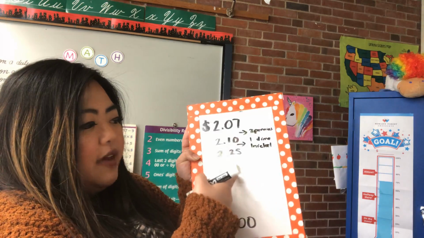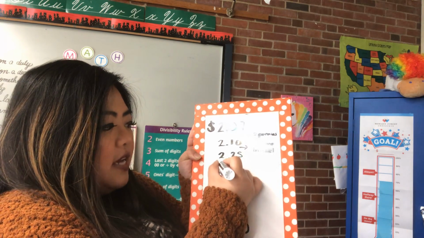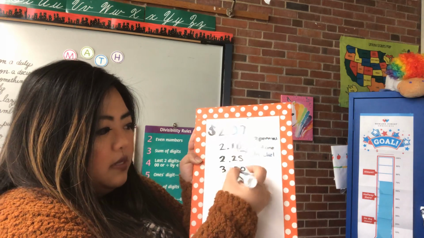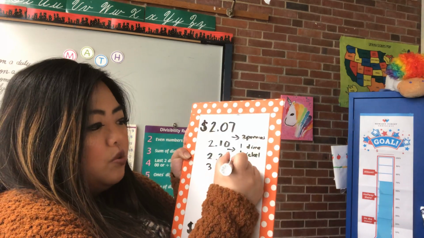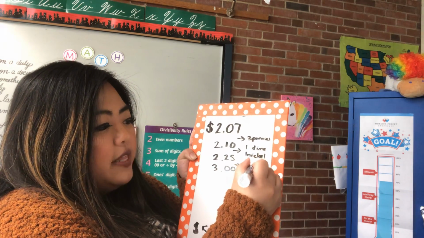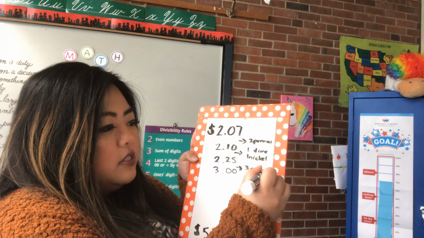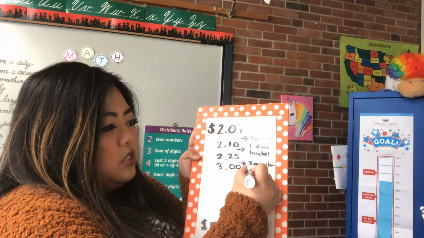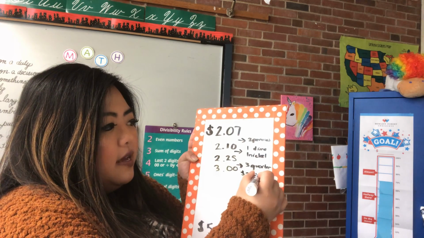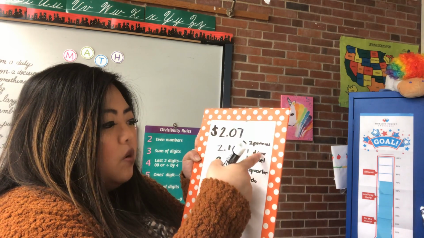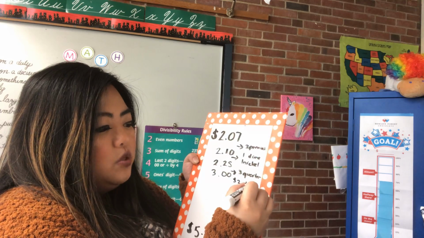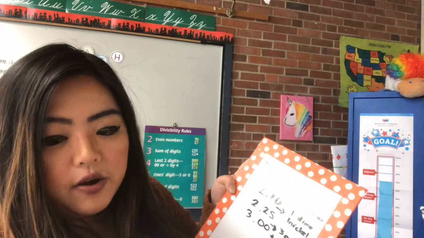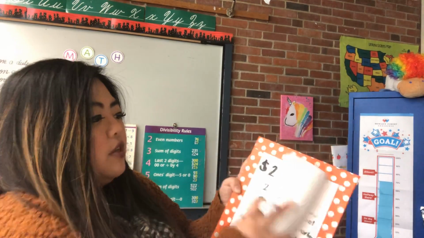Now we're at 25. How many quarters to get from $2.25 to $3? 3 quarters. Now we're at the dollar spot. How many dollars to go from $3 to $5? $2. So it should be 3 pennies, 1 nickel, 1 dime, 3 quarters, and $2. All right, and the last one, $1.13.